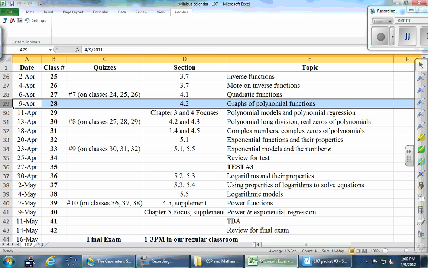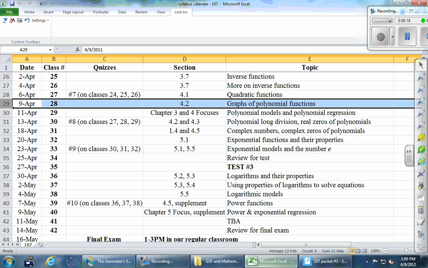We're on page 25. Our quick look at the calendar tells us that we are today talking about graphs of polynomial functions. So we'll look at that today. You can see the word polynomial appearing over the next several classes. So we're going to keep with this idea as we talk about polynomials and lots of stuff related.